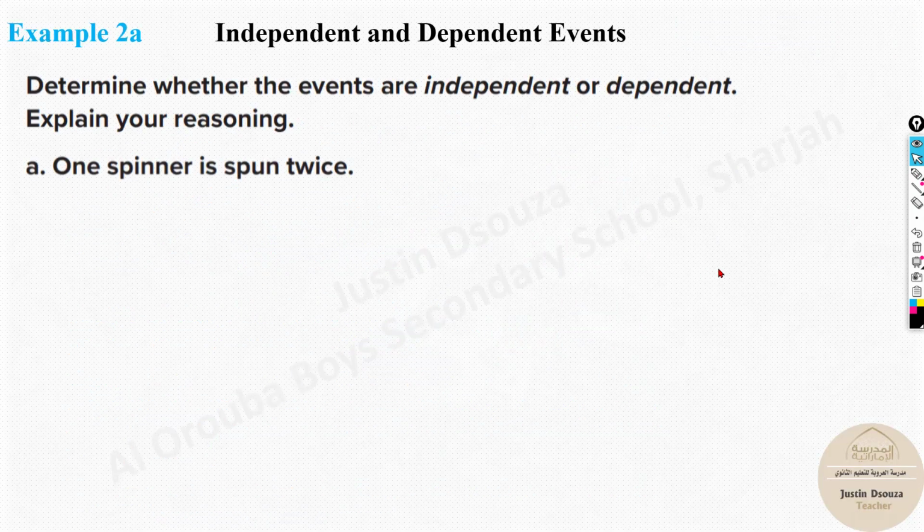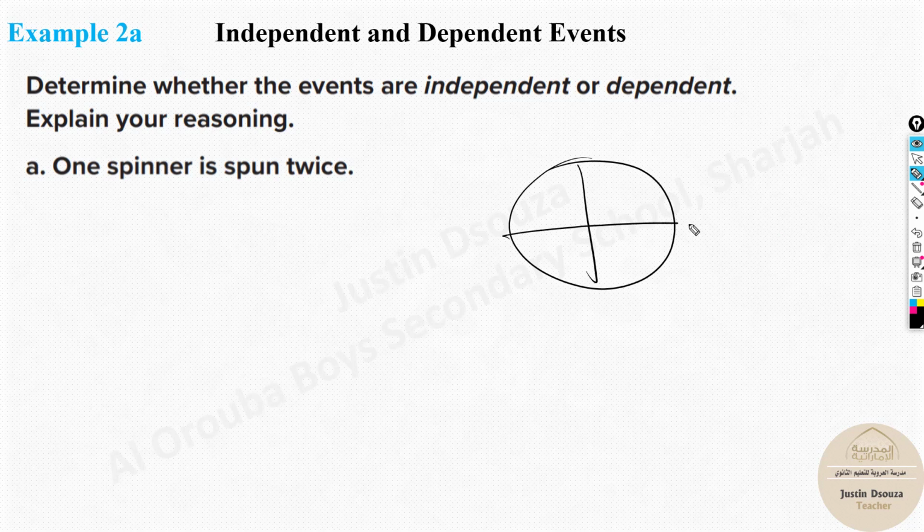Now let's look at some statements and decide whether they are dependent or independent. Here we have been told a spinner is spun twice. Imagine there is a spinner. We had seen a spinner at the beginning. You rotate it once and imagine it's divided into 4 parts. I'll just draw a spinner. This spinner is made into 4 parts. Say you have blue, yellow, orange, green. And there's a pointer over here. You spin it randomly and it falls at yellow.